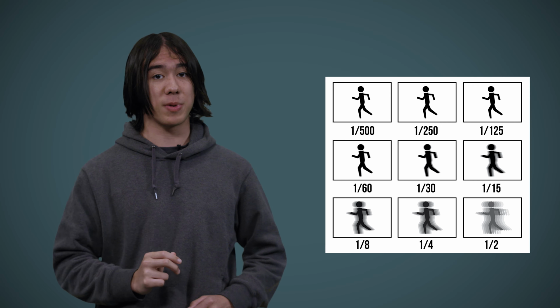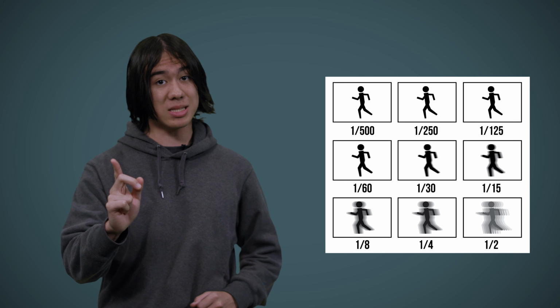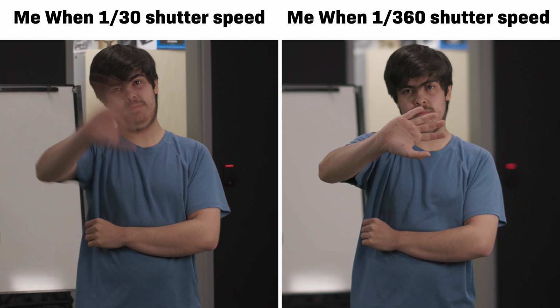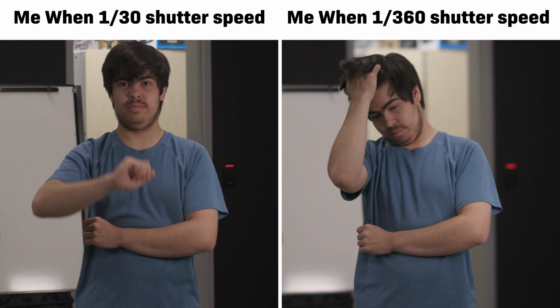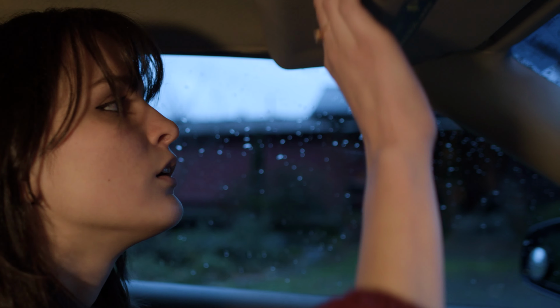A faster shutter speed results in less motion blur and less exposure, whereas a slower shutter speed gives you more motion blur and more exposure. Generally, you should set your shutter speed to twice your frame rate. We call this the 180-degree rule for the most natural-looking motion blur.